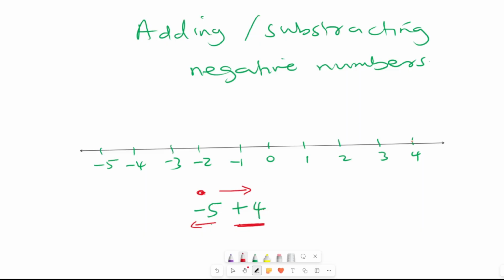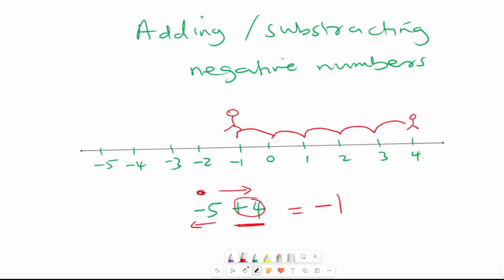The first one, I will put myself here. So that is the +4 bit. And I'm coming to take 5 steps to the left because this direction is negative and it says I should be heading into the negative zone. So 1, 2, 3, 4, 5. I land on -1. So the answer to -5 plus 4 is -1.